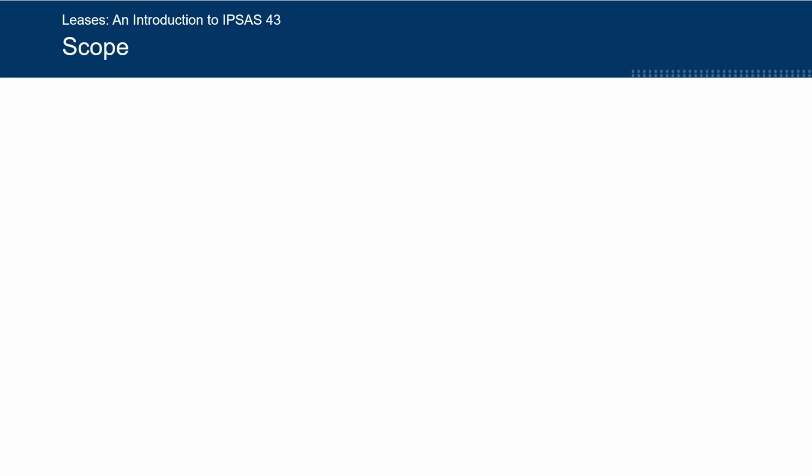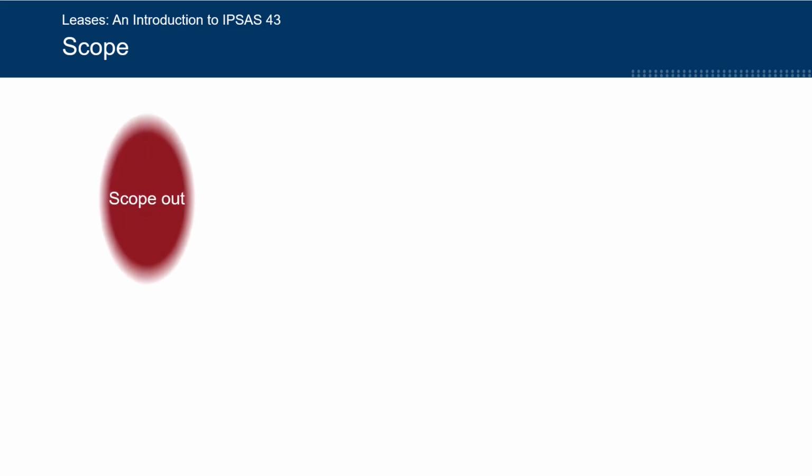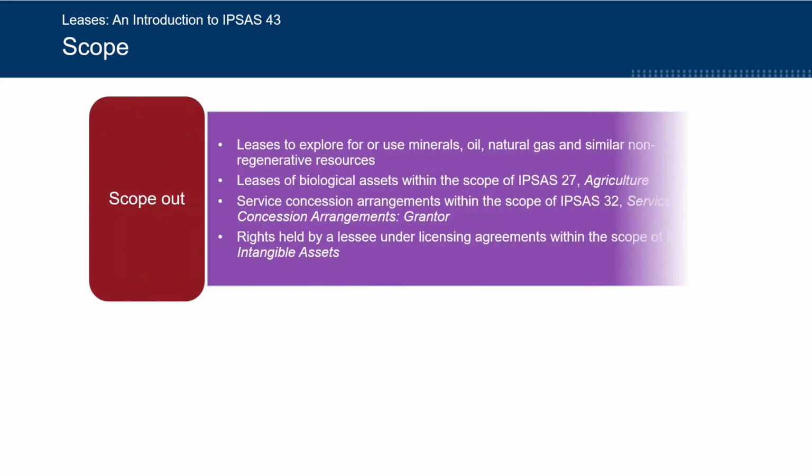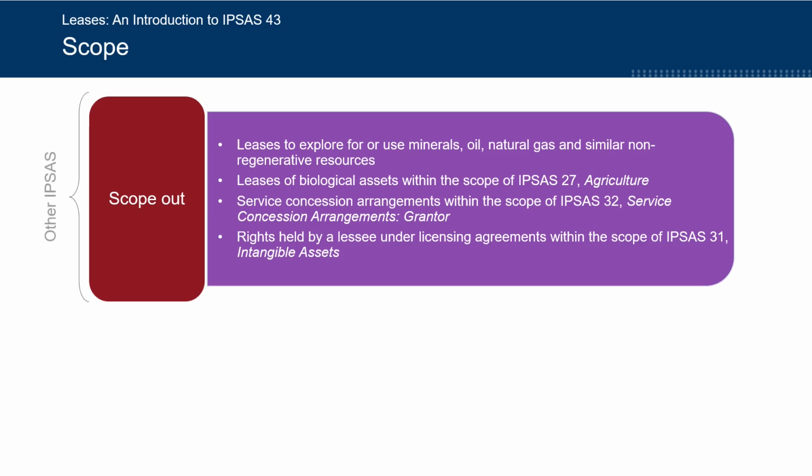Thank you, João. Let's look now at some of the key parts of IPSAS 43. Can you explain the scope of IPSAS 43? Thanks, Eileen. IPSAS 43 scopes out leases to explore for or use minerals, oil, natural gas, and similar non-regenerative resources, leases of biological assets, service concession arrangements, and rights held by a lessee under licensing agreements such as motion picture films, video recordings, plays, manuscripts, patents, and copyrights. These are within the scope of other IPSAS.